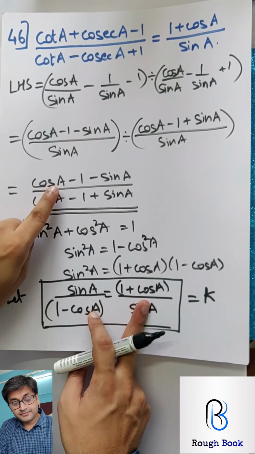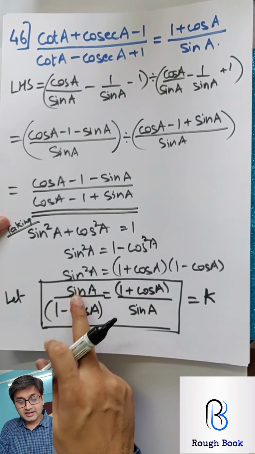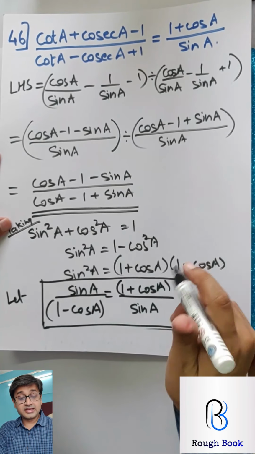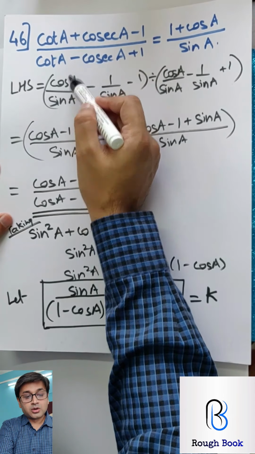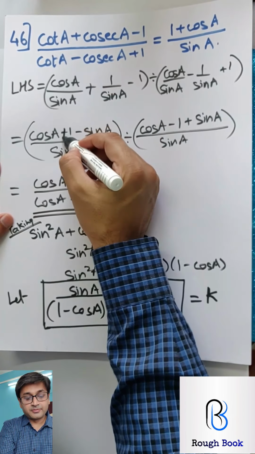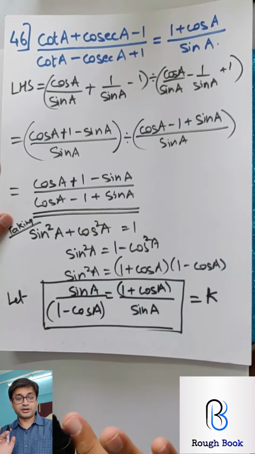1 plus cos A minus sin A. Is there any connectivity here? I have made one mistake over here. This is plus over here. So this should be plus, this should be plus. My bad, I am sorry about it.